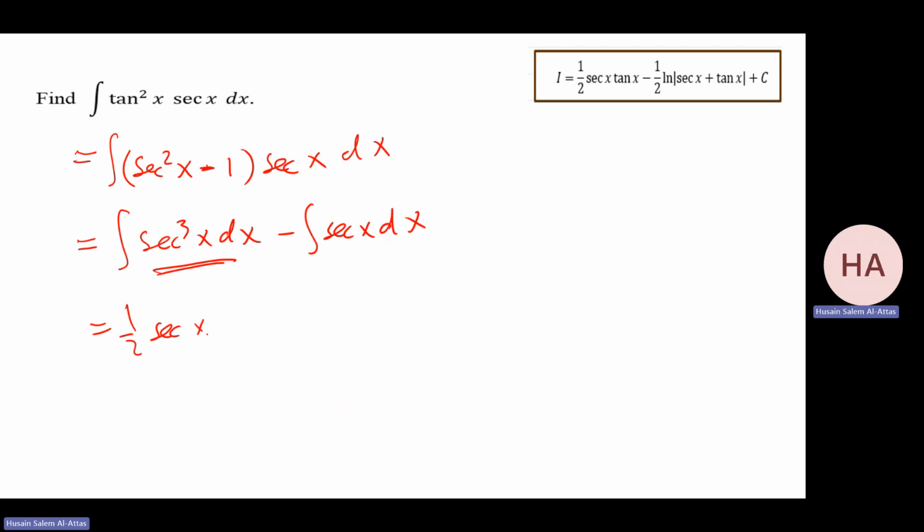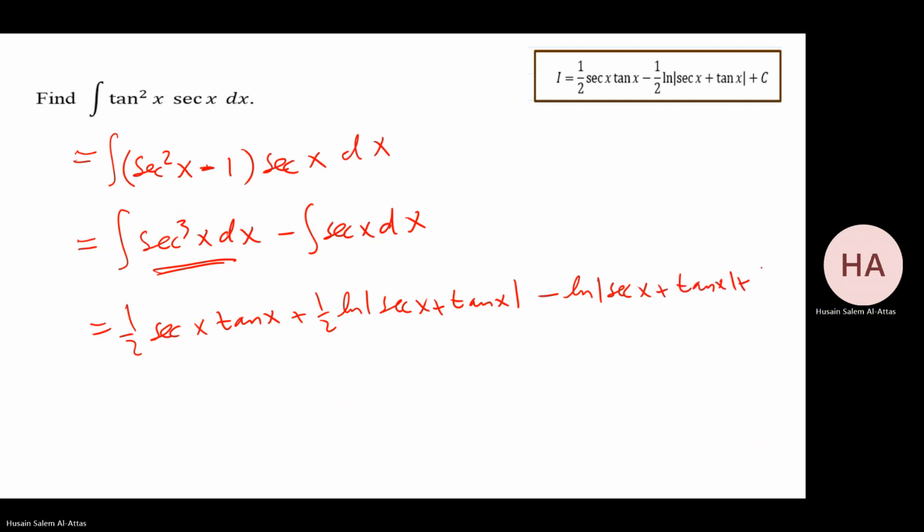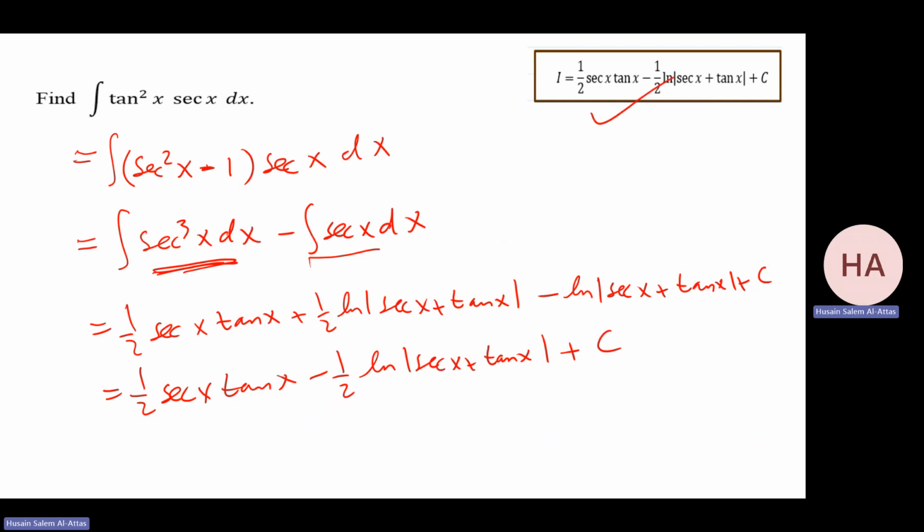Half secant x tan x plus half ln secant x plus tan x, minus the integral of secant, which is ln secant x plus tan x plus c. This is the integral of secant. I did it in the previous example. So that will be half secant x tan x, and half minus 1, so it's minus half ln secant x plus tan x plus c, which is this one.